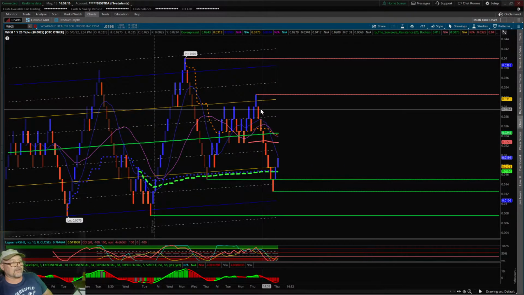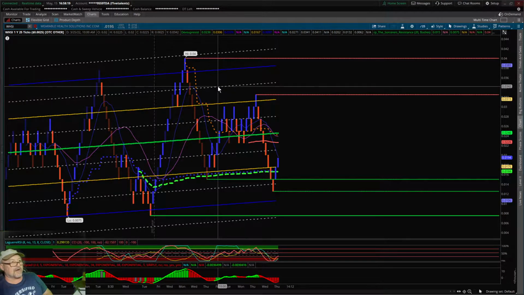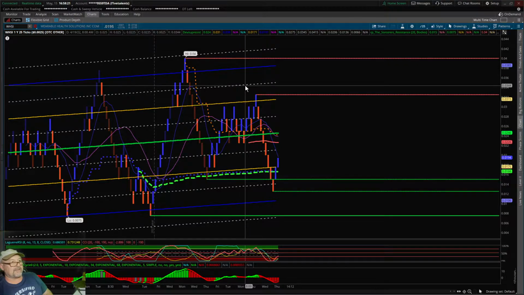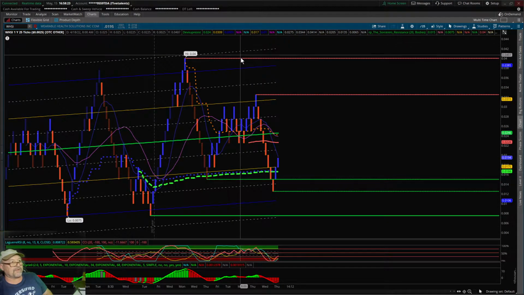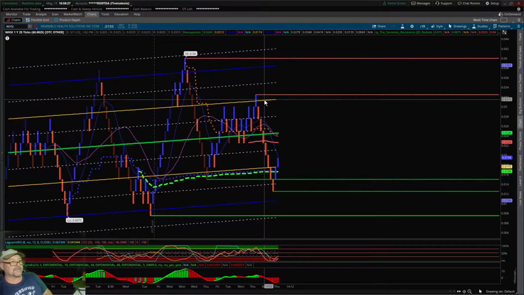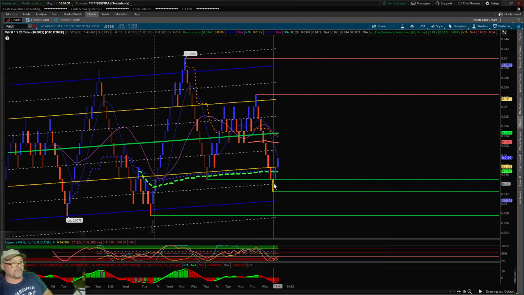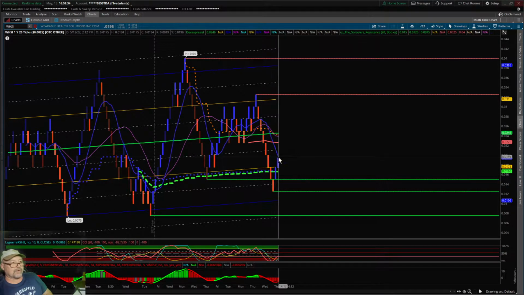Another thing about the deviations, they act as support and resistance. The dotted lines are half deviations, so that'd be 1.5, that'd be 2.5. They also act as support and resistance, but not as much as the solid lines do. Right now, this just broke right through it.